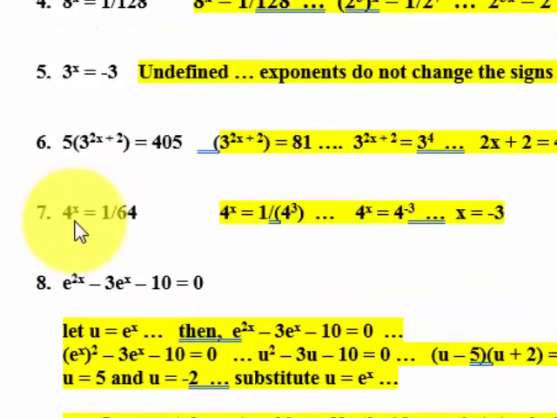Number 7. So 4 to the x equals 1 over 64. 4 and 64 are both powers of 2. But I know that 64 is 4 cubed, right? 4 times 4 is 16 times 4 is 64. So I'm just going to leave it to the base of 4. So 64 is 4 cubed. 1 over 4 cubed is the same as 4 to the negative 3, right? I moved it from the denominator to the numerator. Therefore, I had to change its sign. The bases are the same.